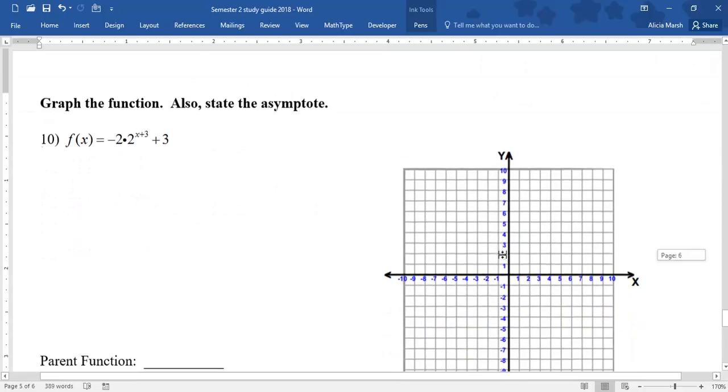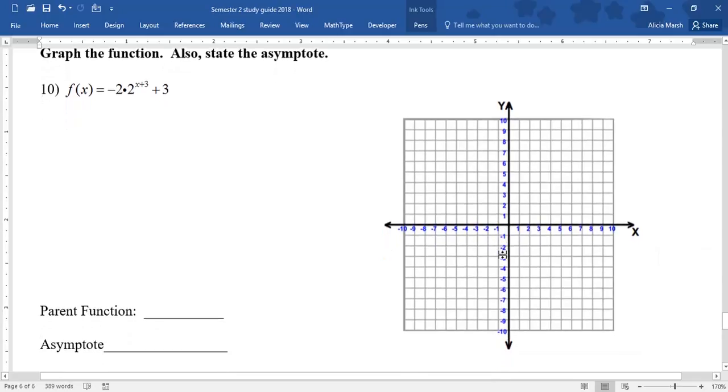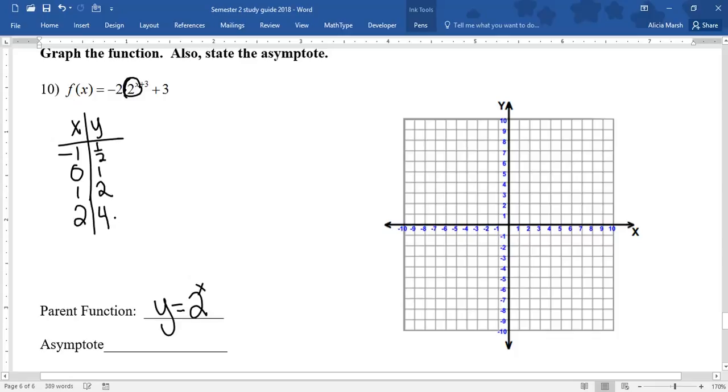And the final problem, graphing exponentials. So, first thing, you need to find your parent, which in this case is y equals 2 to the x power, right? This guy right there is my parent. So, I'm going to make my table. You can always use the same x values, negative 1, 0, 1, and 2. Plug into your parent, so 2 to the negative 1 is 1/2, 2 to the 0 is 1, 2 to the first is 2, 2 to the second is 4.